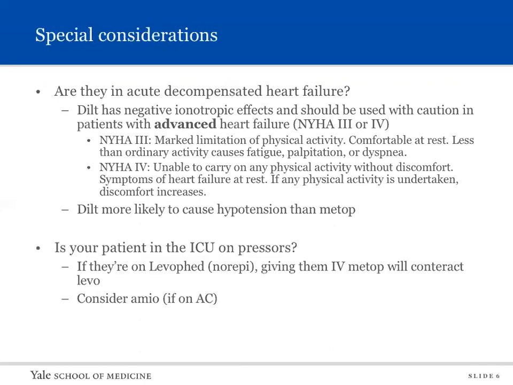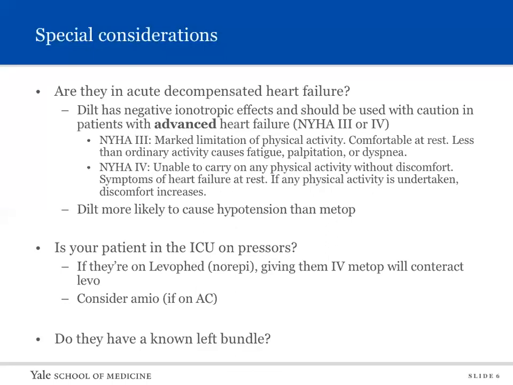Another consideration is a lot of times you'll have patients in the ICU on pressors that go into AFib with RVR. If they're on levo, just remember it's a beta agonist. So if you're giving them IV metoprolol, it's kind of counteracting the Levophed that they're on, so their blood pressure might or probably will drop. You can consider amio for that instead.